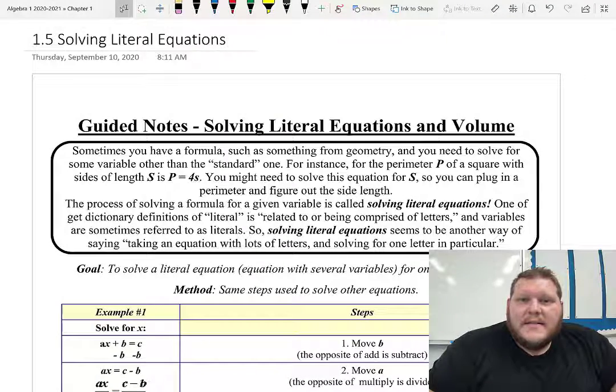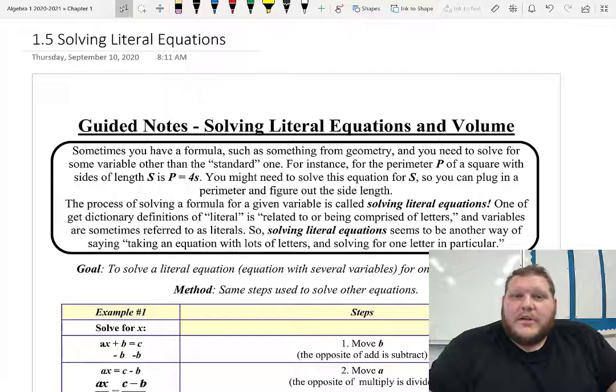Hey guys, today we are looking at 1.5, which is solving literal equations. It's a very fancy way of just saying that we are going to be rearranging equations for a different variable. These ones are going to be a little bit different because we're going to have multiple variables in our equations, but other than that, it's going to be the same skills we used in 1.1 through 1.3 for solving equations in order to get those variables by themselves.